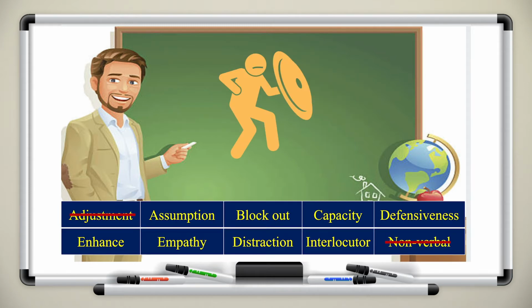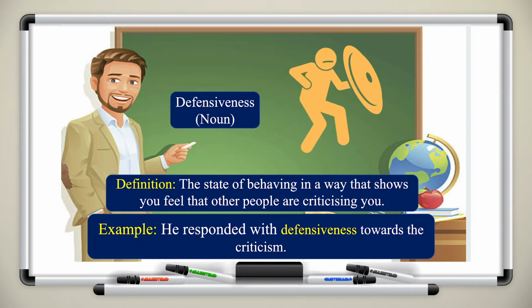Look at this sentence. As you can see, there is a man holding a shield, so he's being defensive. The definition of this word is the state of behaving in a way that shows you feel that other people are criticizing you. Here's an example. He responded with defensiveness towards the criticism.